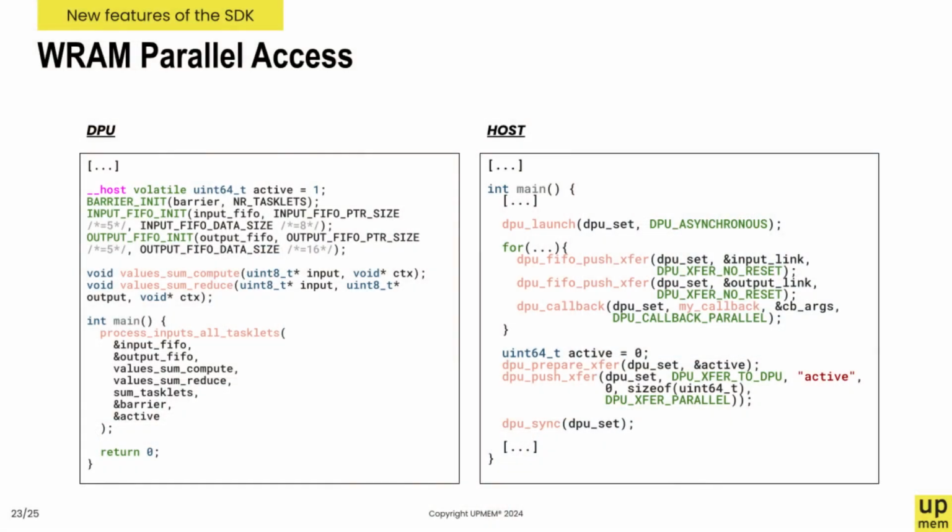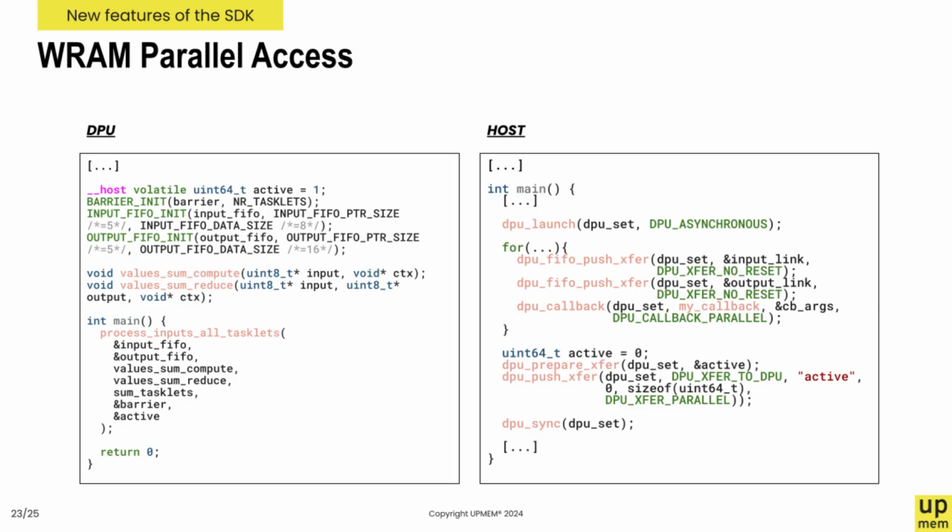This is roughly what it looks like. On the DPU side, you're going to create a host variable. Host means this can be read and written to by the host. That's going to be a flag to say, okay, stop the execution. That's going to come from the host. You need to create a barrier yourself, and you have some macros to initialize input FIFOs and output FIFOs.